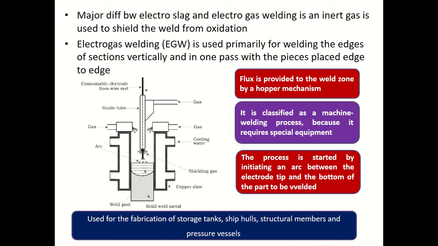Especially this process is used on thinner materials than those associated with electro slag welding. It is used to weld thinner material. Electro gas welding and electro slag welding are both known as machine welding processes, because the process uses automatic feeding of electrode wire, upward movement of shoes, supply of shielding gas to the arc region, cooling water supply to the shoe, etc. All processes are automated, and for that it uses special equipment.